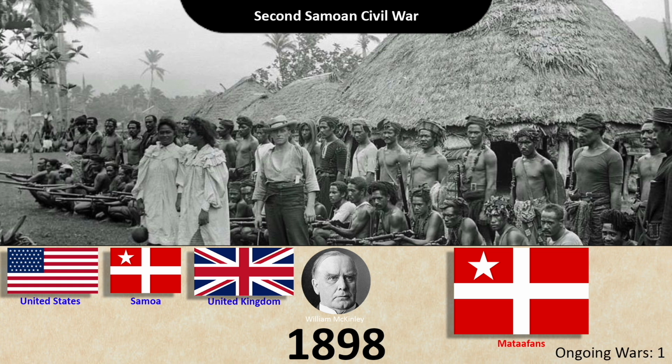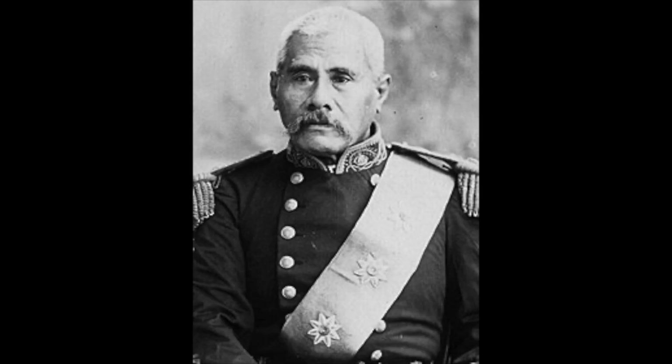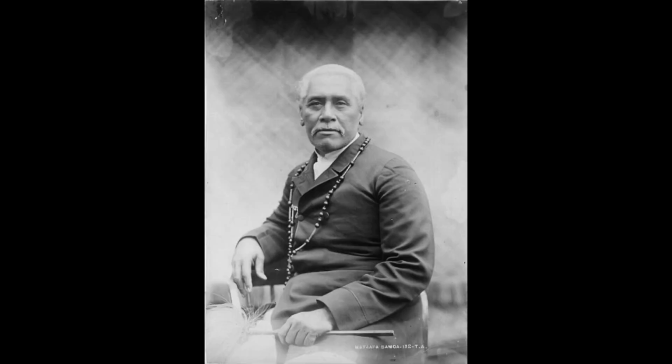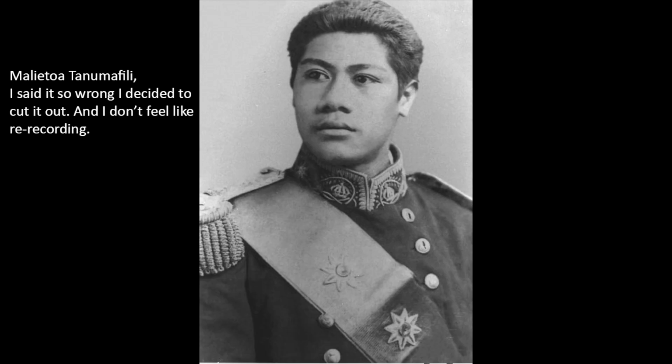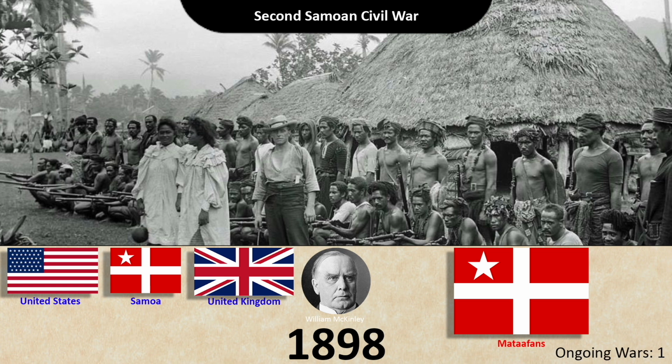The same year, in 1898, we get the Second Samoan Civil War. Here's the backstory on it. I'm going to do my best to not butcher these names. Okay, the king, Malietoa Laupepa, would die, and a man named Mata'afa Iosefo would return from exile and would be elected into power by a council of Samoan chiefs. And in response to this, the British Royal Navy and the U.S. Navy forces would land in support of Laupepa's son against Mata'afa and his German allies.